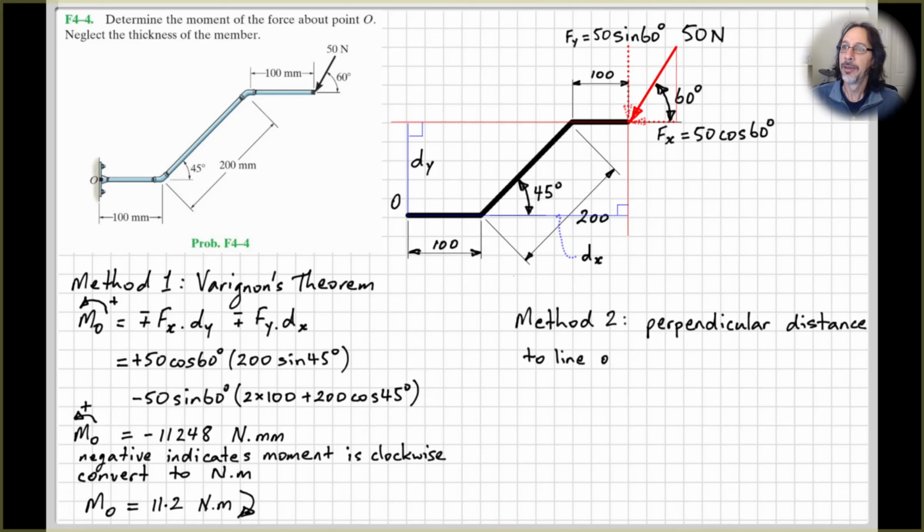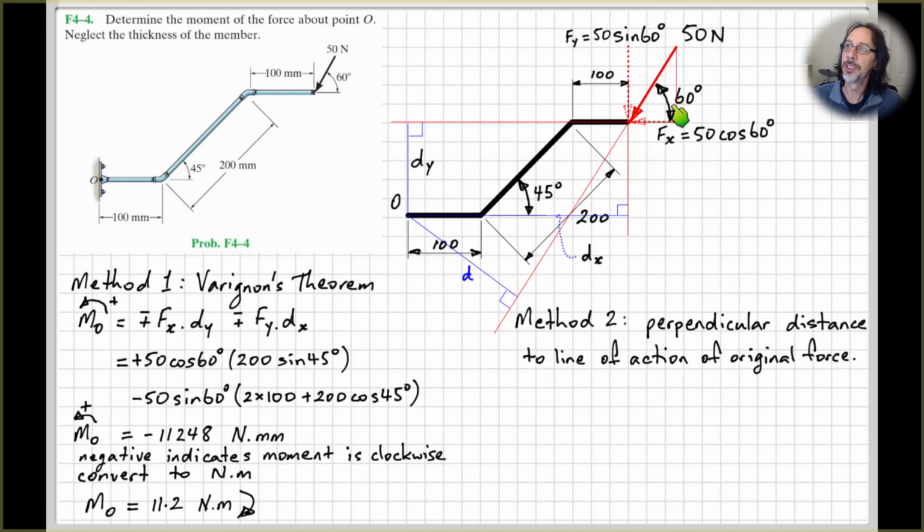Let's now have a look at method 2, and what we're going to do here is find the perpendicular distance to the line of action of the original 50 Newton force that's acting at 60 degrees. I'm not going to go through the detailed trigonometry and geometry to work out exactly what the perpendicular distance is. I'm just going to make an approximation as a check on my calculations from Varignon's theorem. So here, just continue the line of action of the force down here.